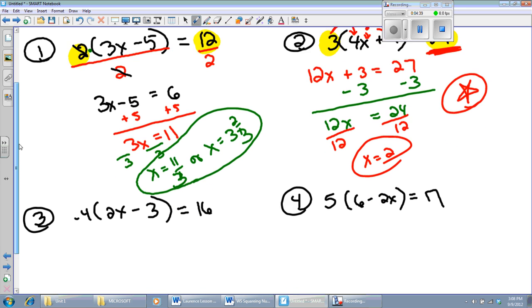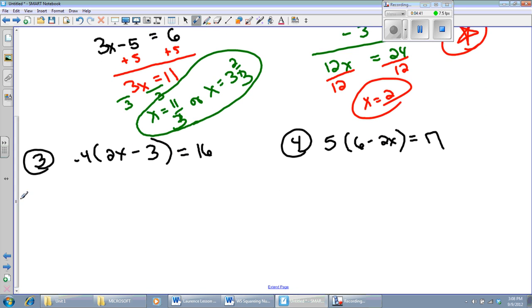All right, problem number 3. Again, it's going to work. I could do that little division trick that I showed you on that first problem. Why could I do it? Because, no, I did it again, you silly Mr. Lawrence. Because -4 is attached to the quantity by multiplication, and 16 can be divided evenly by -4.